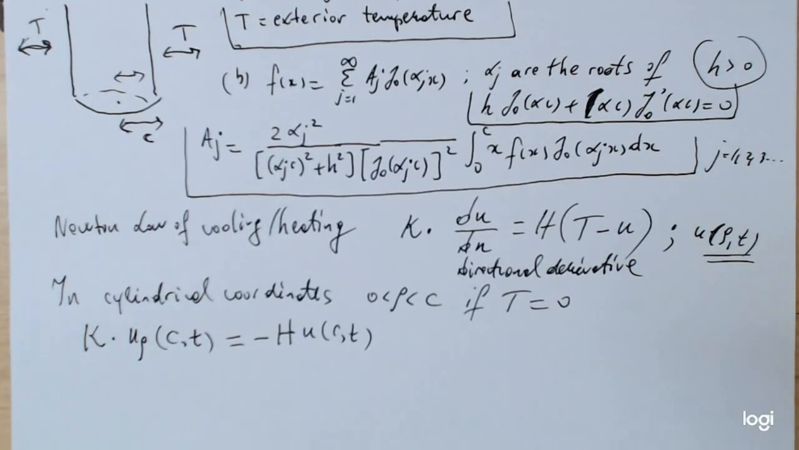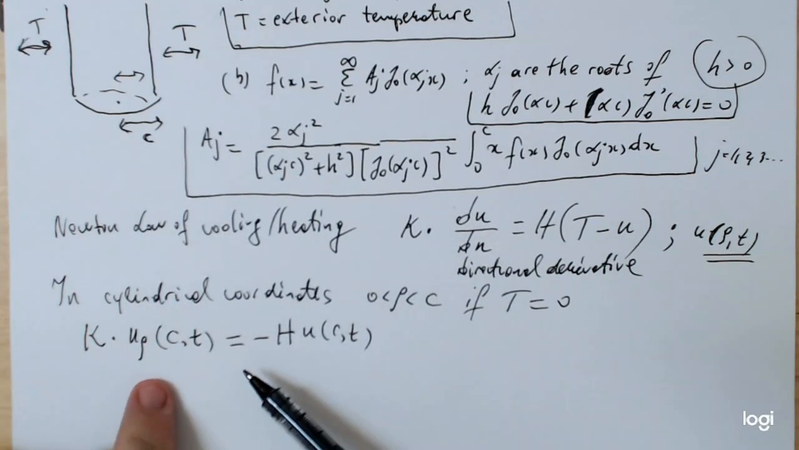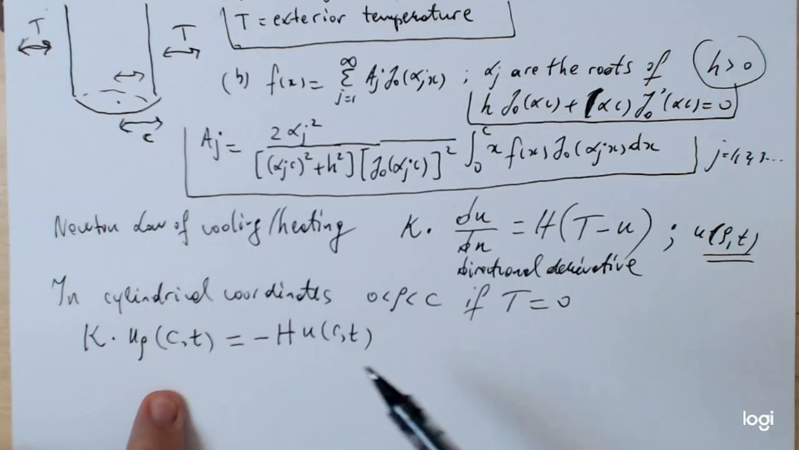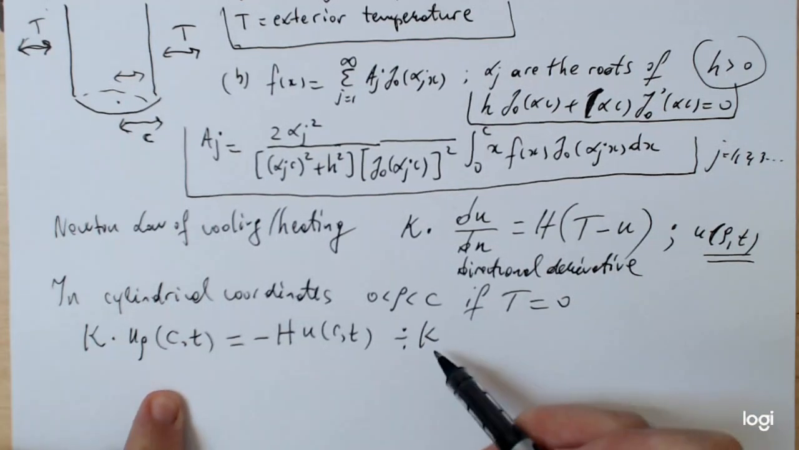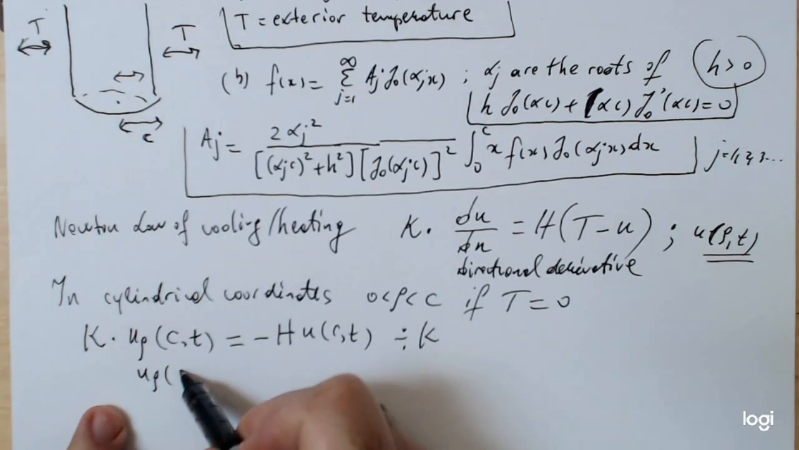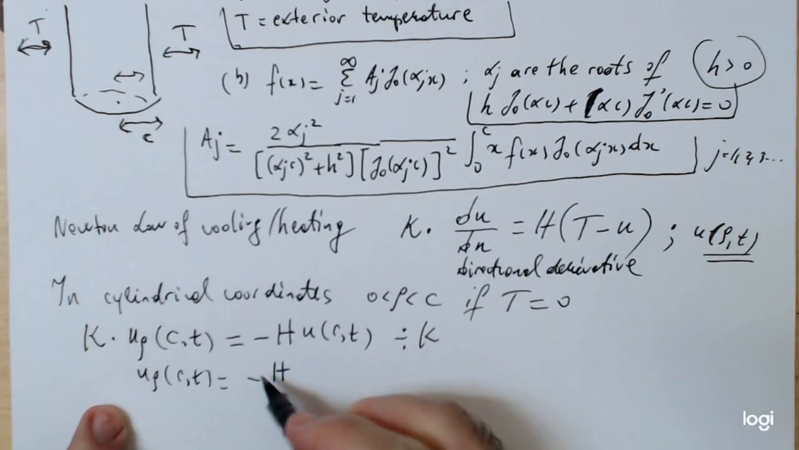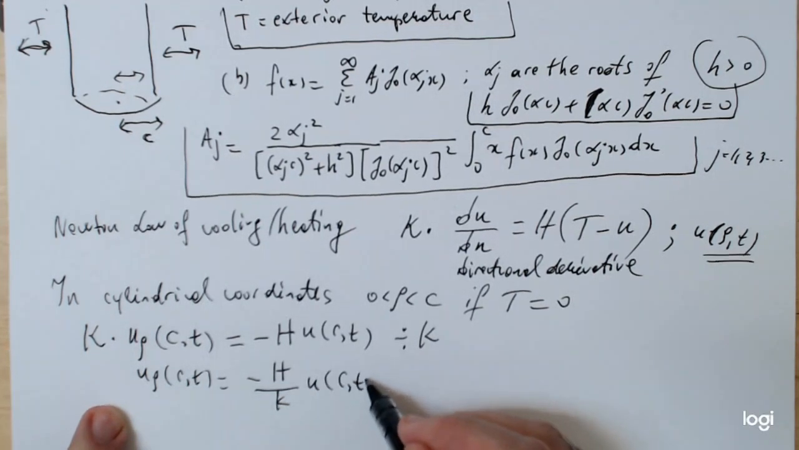So that becomes a boundary condition of mixed type, right? So you have both the value of u at the boundary point and the partial derivative with respect to rho at the same boundary point. With that in mind, let's change this a little bit for convenience. Let's combine these constants a little bit. So let's divide by k. So you have u partial rho of C, t equals minus h over k u of C, t.